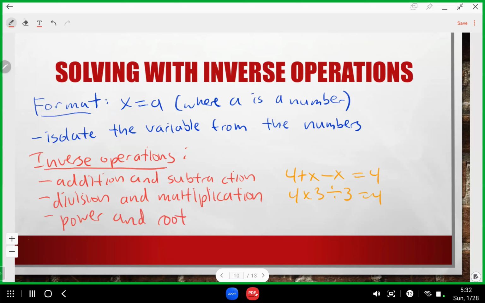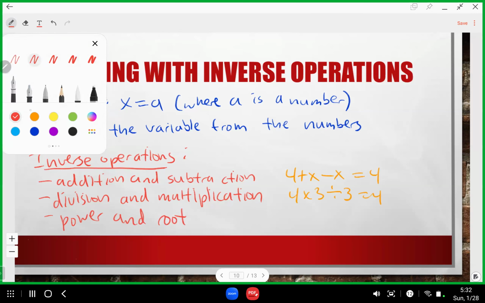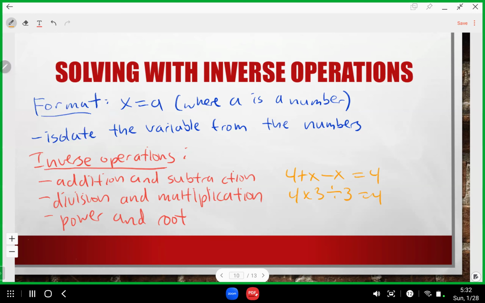Here's an example: the square root of 4, and then square that. It's still equal to 4. So these cancel each other out. These are inverse operations. Make sure you take note of all three pairs of these inverse operations. They are very important.